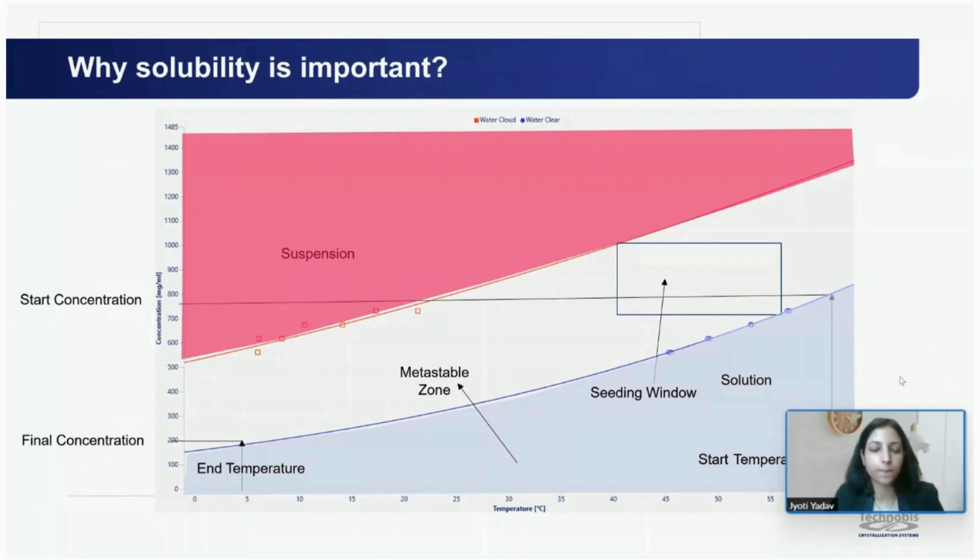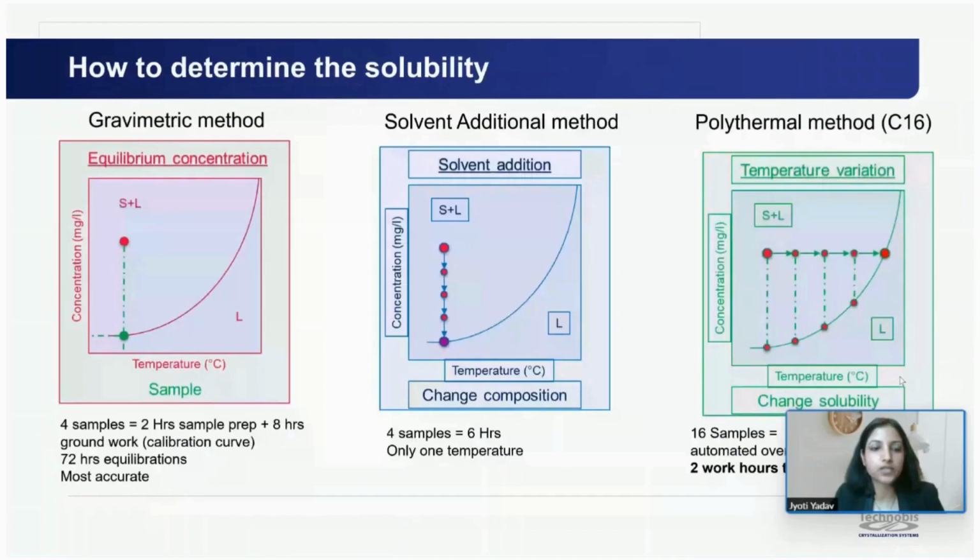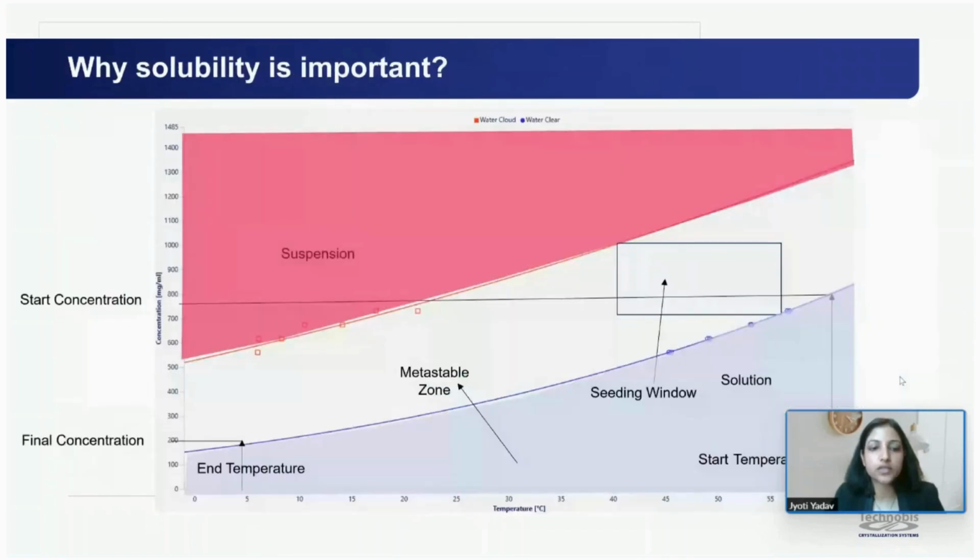Further, from the solubility curve, you can determine the theoretical yield from the solubility at the starting temperature and the solubility at the end temperature.